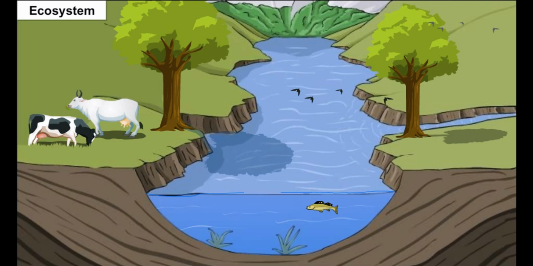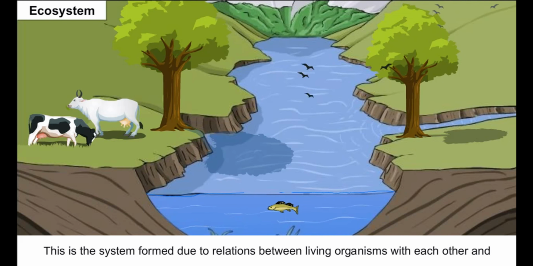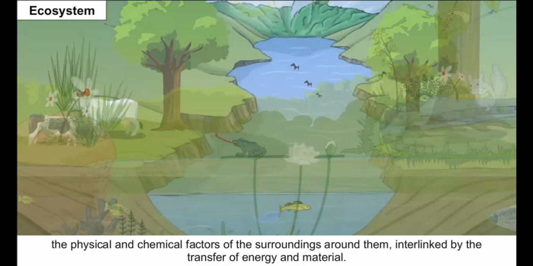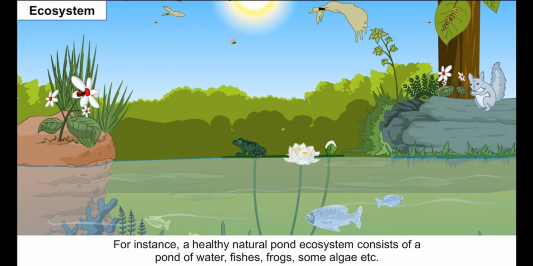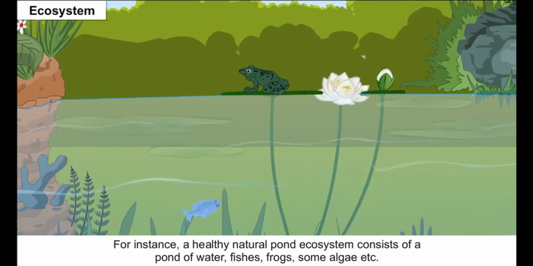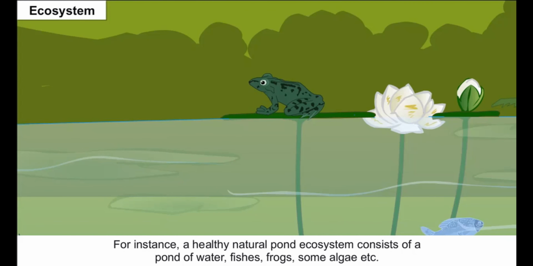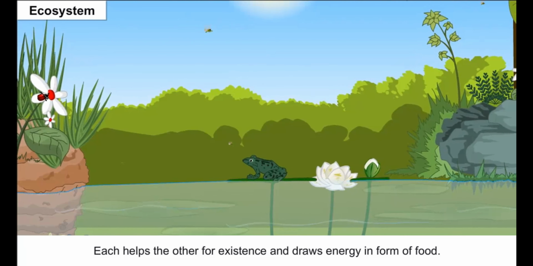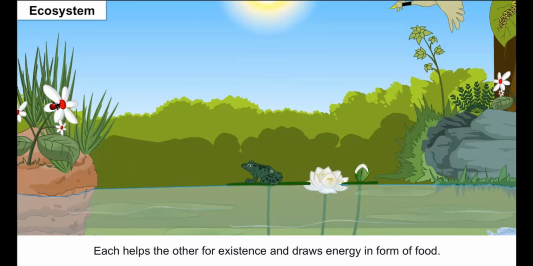Ecosystem. This is the system formed due to relations between living organisms with each other and the physical and chemical factors of the surroundings around them, interlinked by the transfer of energy and material. For instance, a healthy natural pond ecosystem consists of a pond of water, fishes, frogs, some algae, etc. Each helps the other for existence and draws energy in form of food.